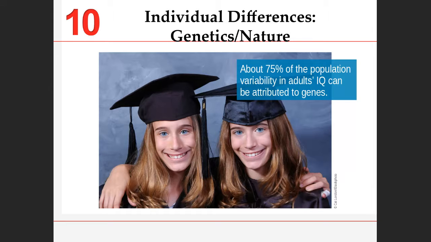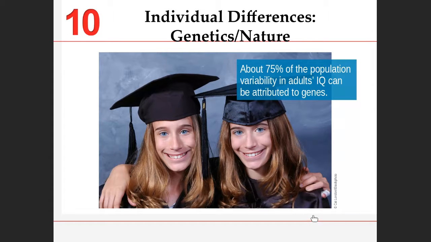So when we're looking at individual differences, genetics, nature versus nurture, of course, researchers use twin studies because they tend to indicate identical twins. Their IQ scores typically, if you do a study and you use correlations, are highly correlated. And our textbook authors say that about 75% of the population variability in adults' IQ can be attributed to genes. So remember the whole idea of heritability back from chapter 3? That's what they're looking at.